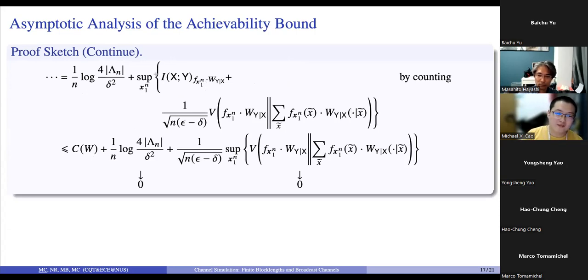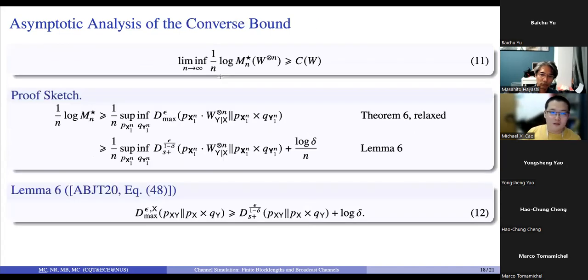And all the terms besides this term will tend to 0, and this term is upper bounded by the capacity. Okay, so that is the proof of the first order result.